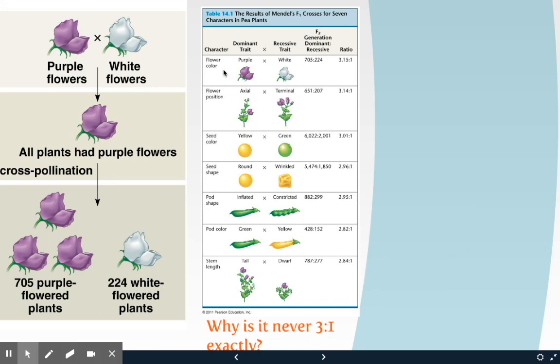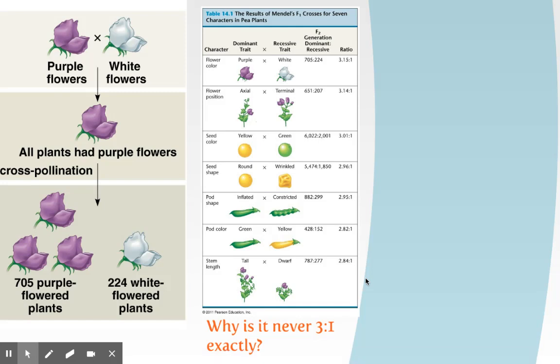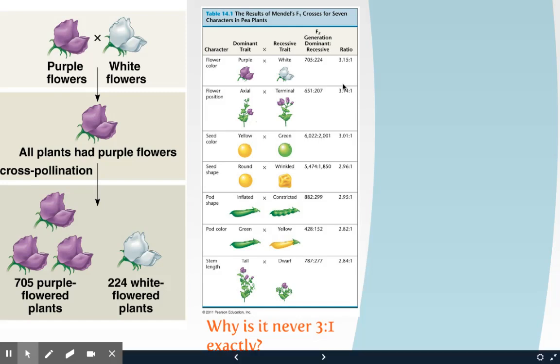He started with the flower color, and then he looked at position. If flowers are located on the sides and lower on a plant, they're called axial flower buds. And if they're up on the tops of the stems, so they're only found on the ends of the stems, they're called terminal. He looked at the color of the seeds, the shape of the seeds, the shape of the pods, the color of the pods, the shape of the stems. So he studied all these different conspicuous traits of the pea plants, and he typically found an almost 3-to-1 ratio.